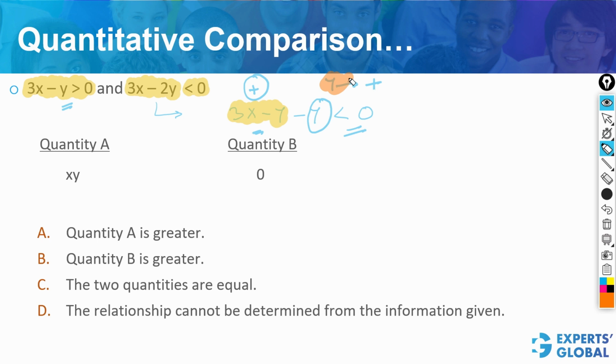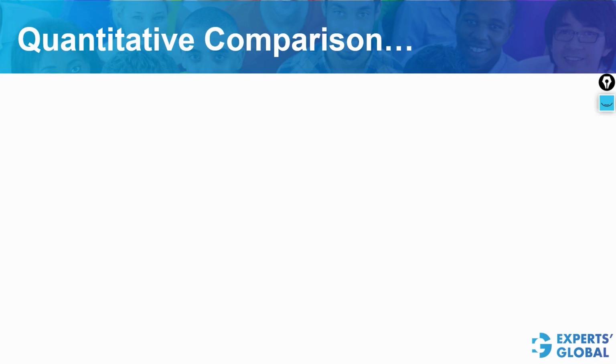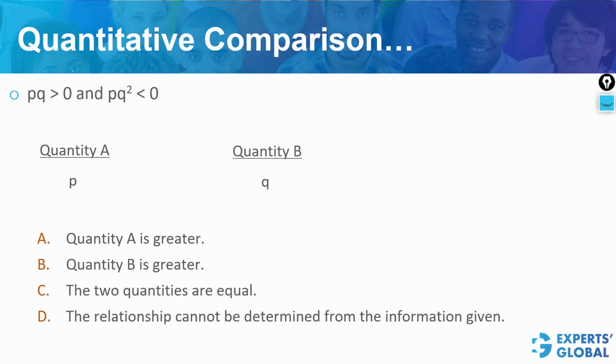Now, if y is positive and 3x minus y is also positive, it means that 3x is positive and therefore x is also positive. So now we know that x is positive, y is also positive. Therefore, the product xy must be positive and therefore xy is greater than 0. Quantity A is greater. Please pause the video and solve this problem.